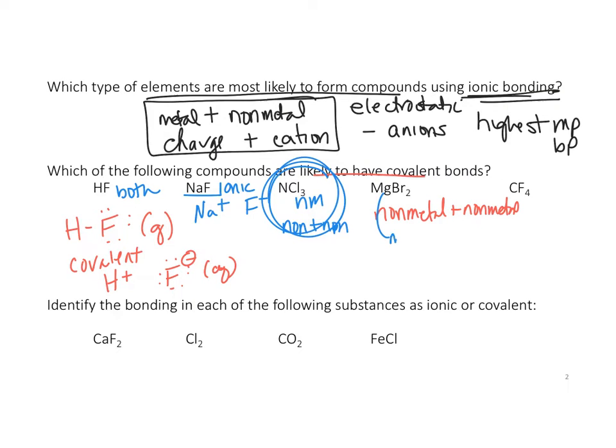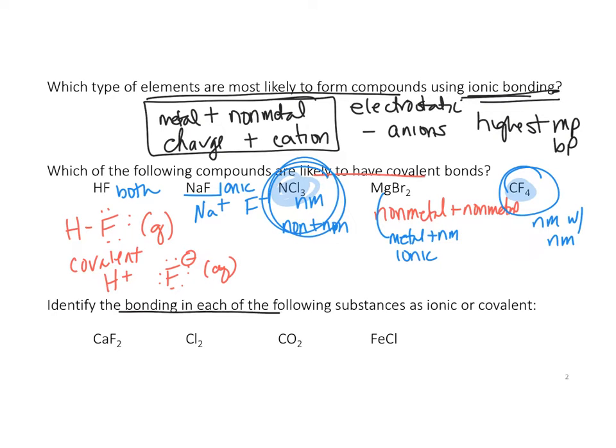Magnesium is a metal. So metal with a nonmetal, that is going to be ionic. Carbon with fluorine is a nonmetal with a nonmetal. So the two of these would be NCl3 and CF4.